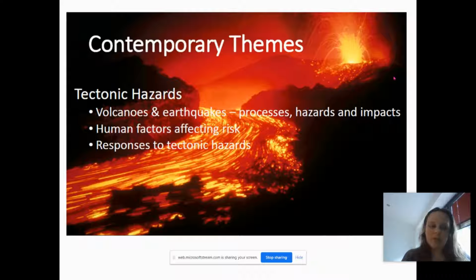The final section here is looking at the responses to tectonic hazards. How can we manage these hazards to ensure that less lives are lost and lessons are learned into the future?